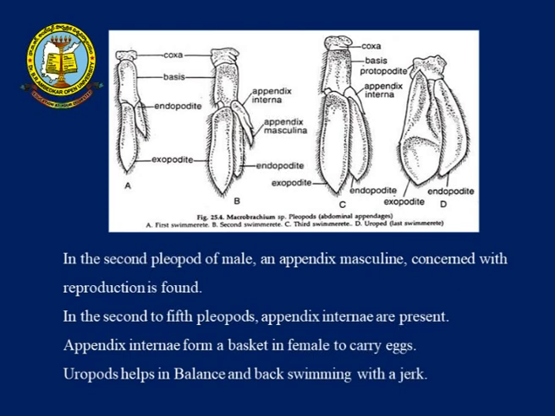Okay. Then you have the coxa, the basis, and the next pleopod over there with appendix interna present. There is no masculina. So you find them only on the second pair of pleopods. Then the last one is the uropod, which has an endopodite and an outer exopodite. These are the ones that help in the backward movement of the prawn. Okay, and also they help in balancing the prawn.